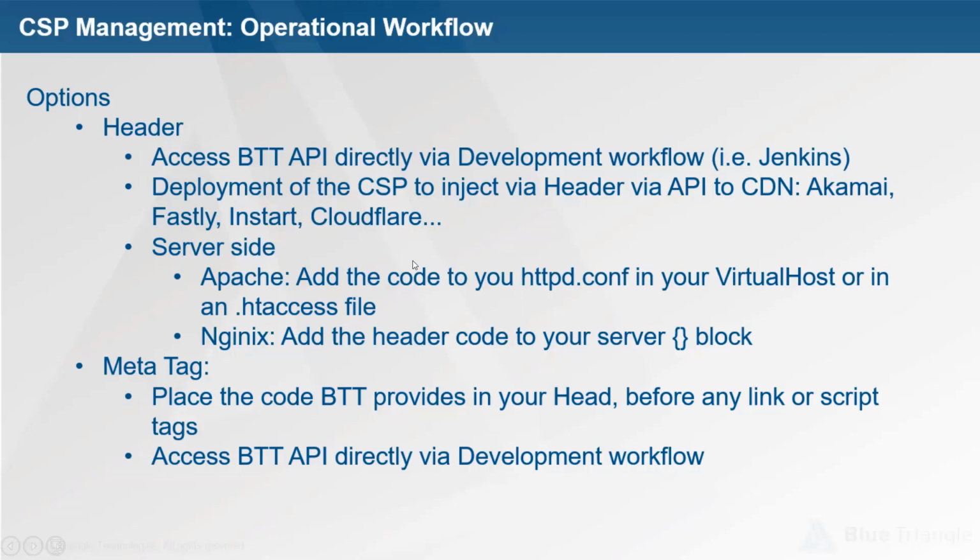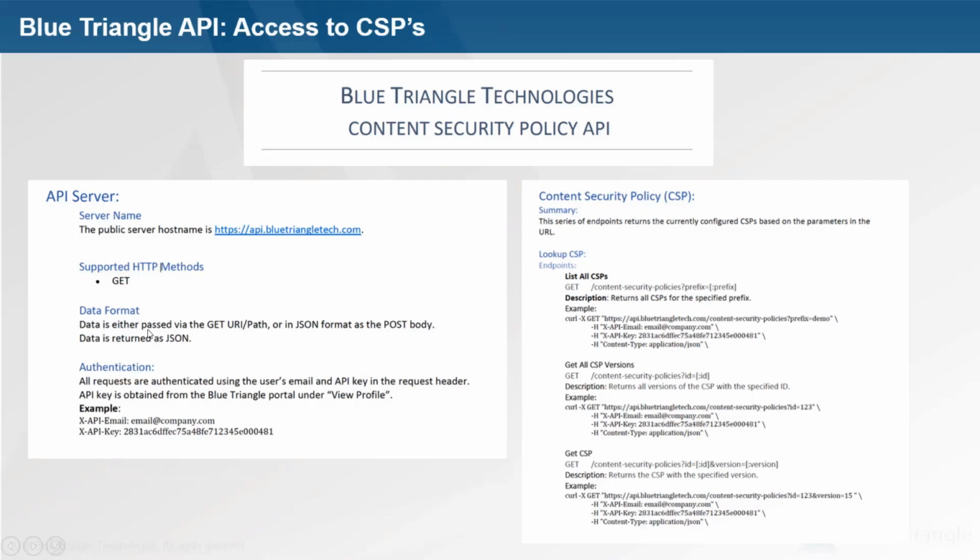There's a number of folks who, from a header perspective, will deploy that CSP via their CDN provider, whether it's Akamai, Fastly, Instart, or Cloudflare. They can actually inject it into the header with the help and support of those providers, or you can manually do it on the server side for a header, as well as the meta tag. So there's a couple of different ways to do that, and we can even provide you the full API documentation on how to draw that CSP out.